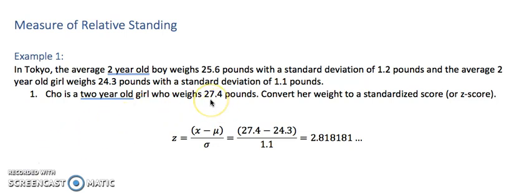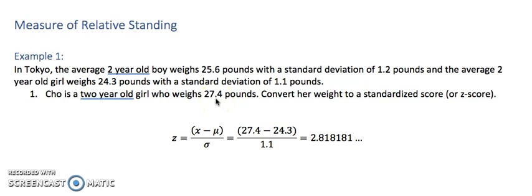So if we take her weight, which is 27.4 pounds, there is a formula to convert this weight to what we call a standardized score. If we convert her weight to a standardized score, we can use that z-score to compare it to other weights. So the formula here: z is equal to x minus mu. This tells us how far the data value, or the girl's weight, is above or below the mean. Then you take that difference and you divide by the standard deviation. And that tells us how many standard deviations her weight is above or below the mean.